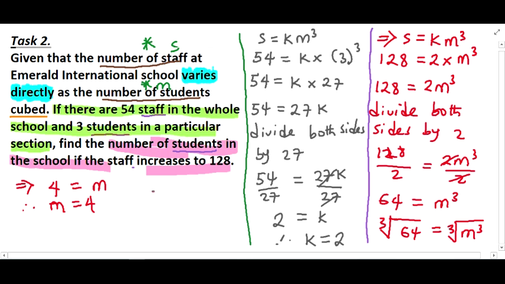Now remember, let's make sense out of this now. When they have 54 staff, remember, they were having 54 staff. They were having how many students?